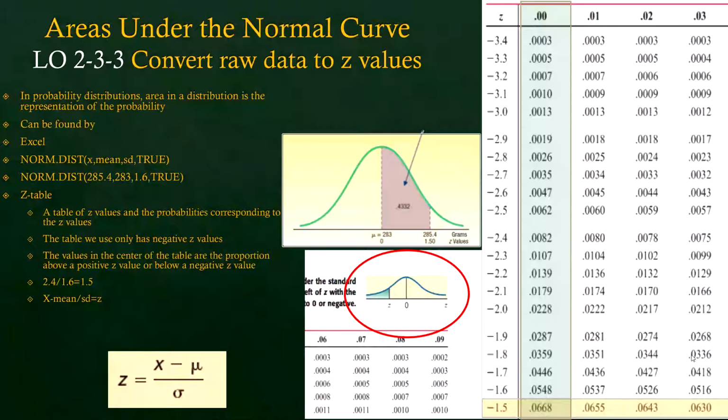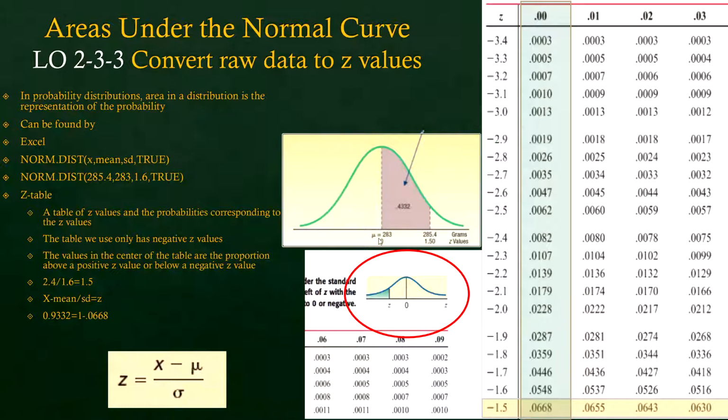So what we need to do is we need to say, okay, we've got 0.0668, and use the complement rule. So we're going to do 1 minus 0.0668, and that's going to give us 0.9332 equals 1 minus 0.0668. So what that tells us is that the probability of an individual having a score lower than that is 0.9332. So the probability of it being at 1.5 standard deviations above the mean or below is 0.9332.